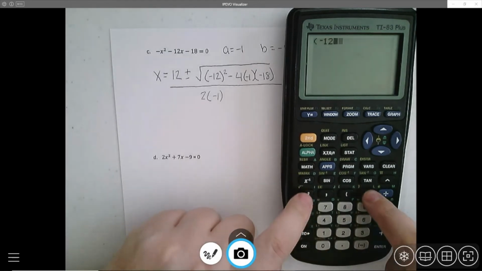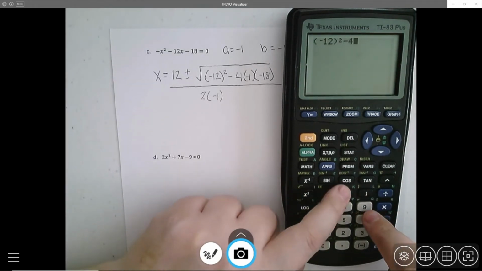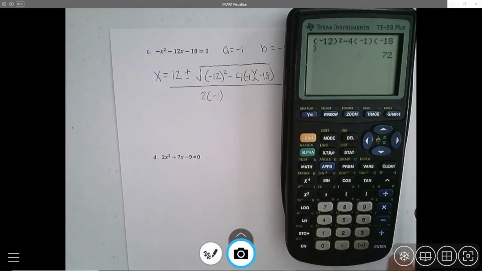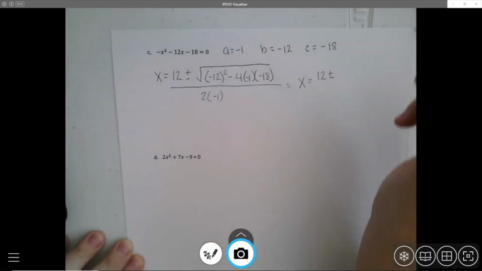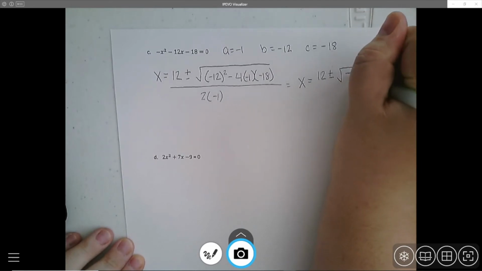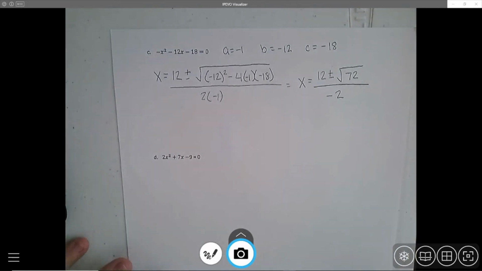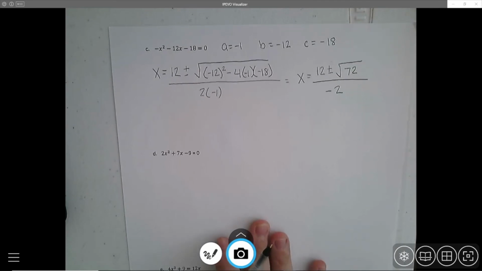Square root of negative 12 squared minus 4 times negative 1 times negative 18. I get 72. So it's 12 plus or minus the square root of 72, all over 2 times negative 1, which is negative 2. And like I said, in class I will focus on explaining how we go down further in this. I would rather do it in class so that when you have questions, I'm able to answer them right there. It can be tricky on this one.